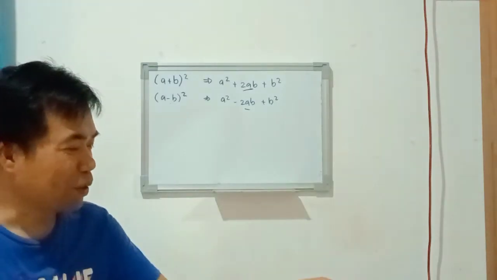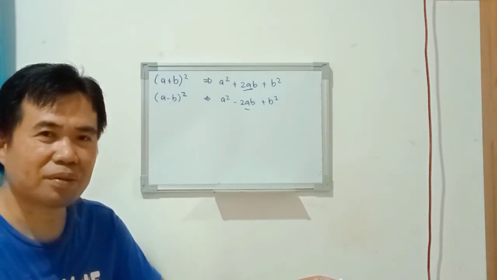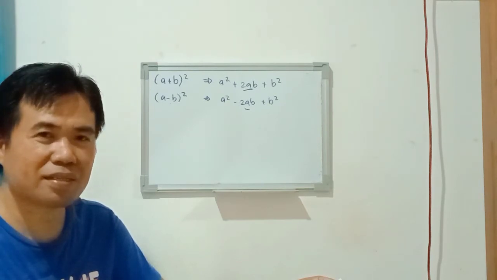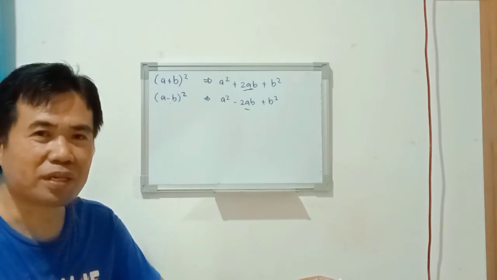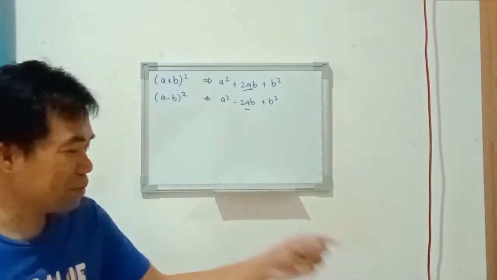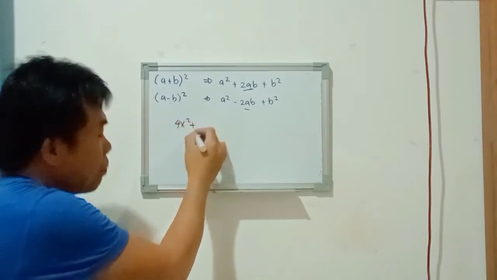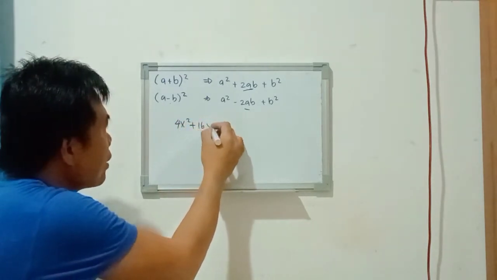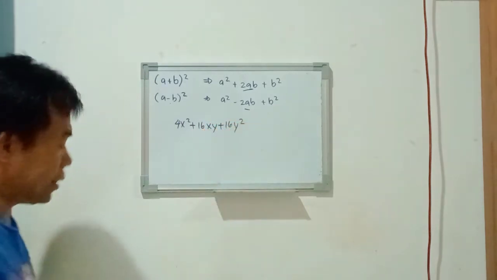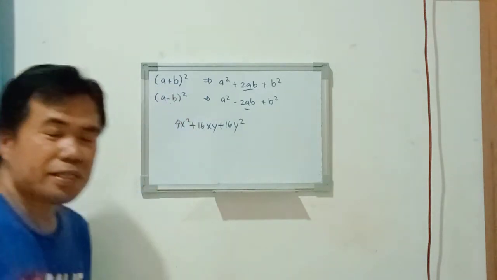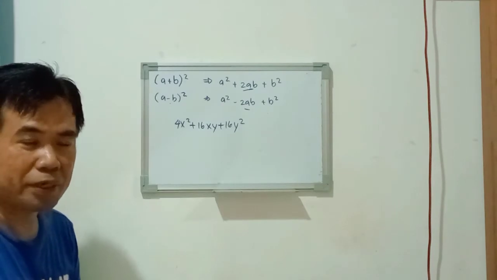By the way, we have examples here taken from the Grade 8 mathematics module entitled Factoring Perfect Square Trinomials and General Trinomials, which is released by the Department of Education. So first we have 4x squared plus 16xy plus 16y squared. The first criteria states that the first and the last terms should be perfect squares.